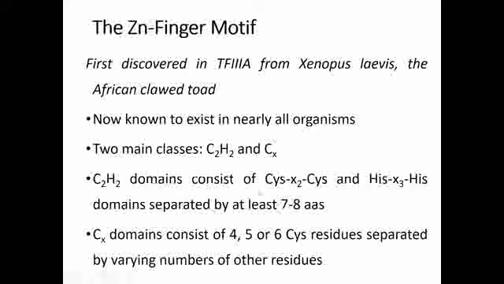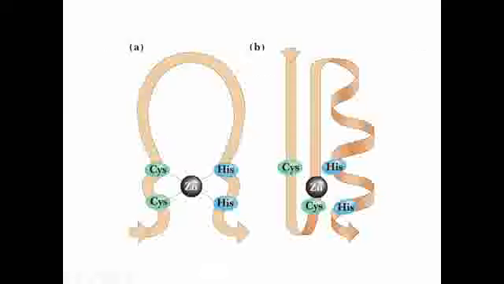The C2H2 domains actually consist of two cysteine residues separated by any other two amino acids and two histidine residues separated by any three other amino acids, and both of these repeats are separated by at least 7 to 8 amino acids. The CX domains consist of either 4, 5, or 6 residues separated by a pairing number of other residues. This is what a zinc finger motif looks like.